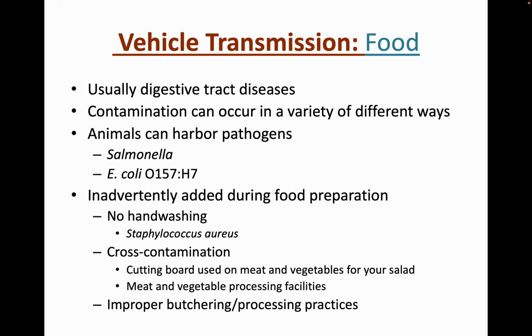If cooks don't wash their hands properly, some of their own Staphylococcus aureus can enter the food. There could be cross-contamination, like a cutting board used on meat and vegetables for your salad. If I cut up raw chicken breast to cook and then I use the same knife and cutting board to cut up carrots for a salad, that could contaminate your salad with salmonella. It can also happen in meat and vegetable processing facilities. And another way is also by improper butchering or processing practices.